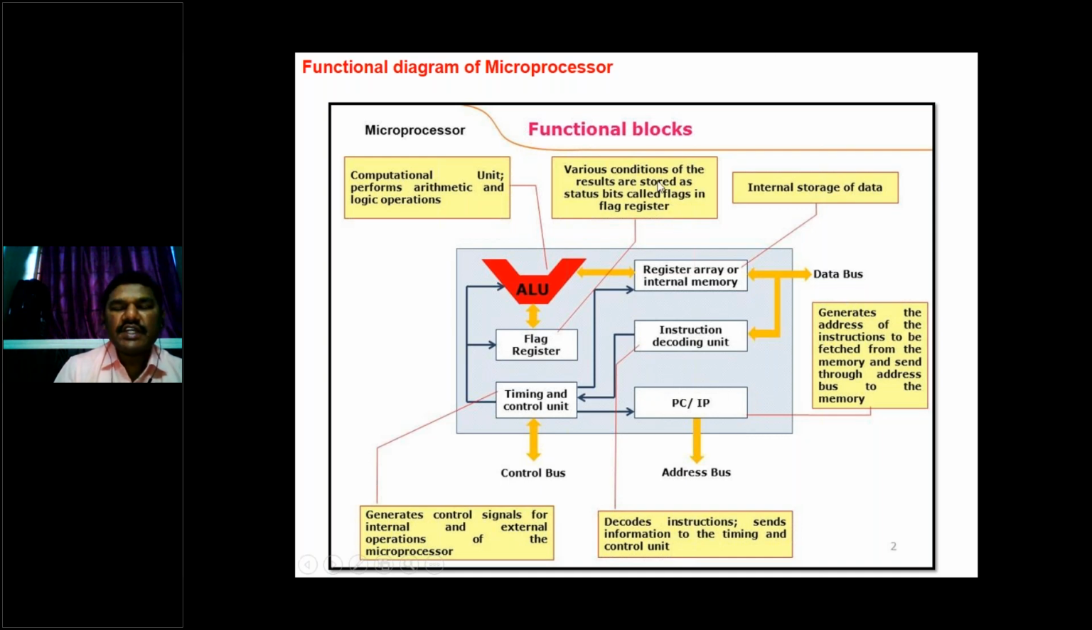Our 8086 or any processor will be designed and built based upon these blocks only. That's why it is called a functional diagram. The functional diagram is nothing but the ALU, register set, and timing and control unit. Each and every block, what it does, is known as the functional blocks or functional diagram of a processor. This is the first topic of unit 1.